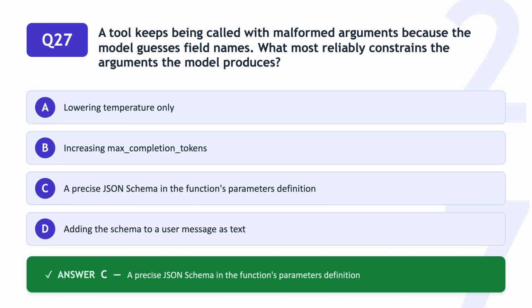Correct answer. C. A precise JSON schema in the function's parameters definition. Why C is correct. The problem is the model is calling the tool, but the arguments are malformed, the model is inventing or guessing field names. The most reliable solution is to define the tool's parameters using a precise JSON schema.